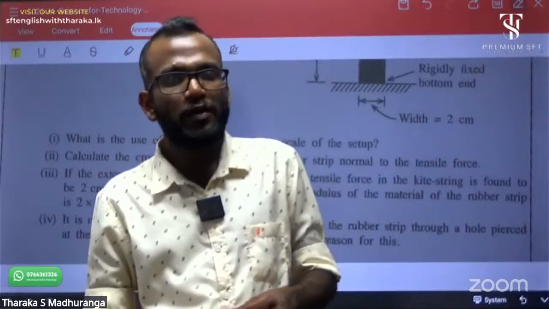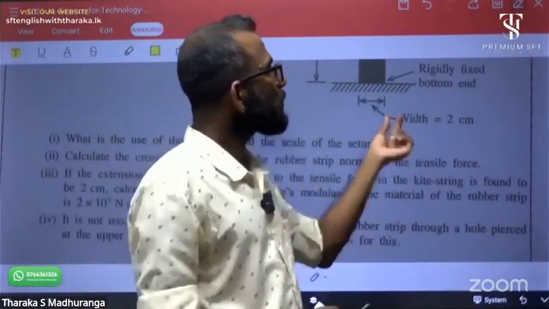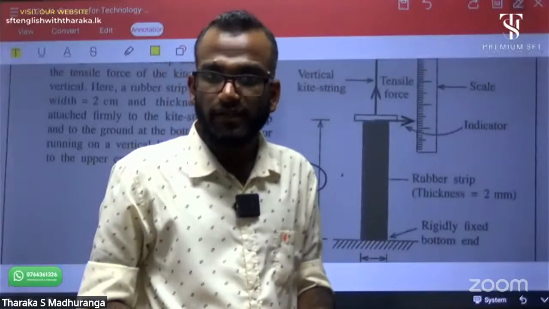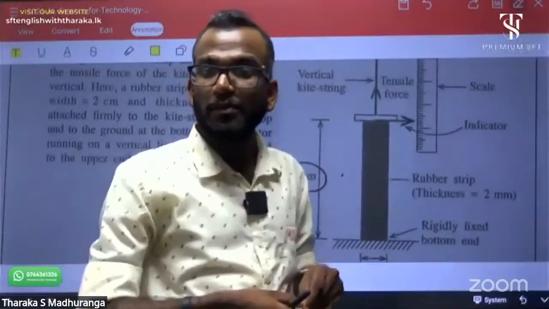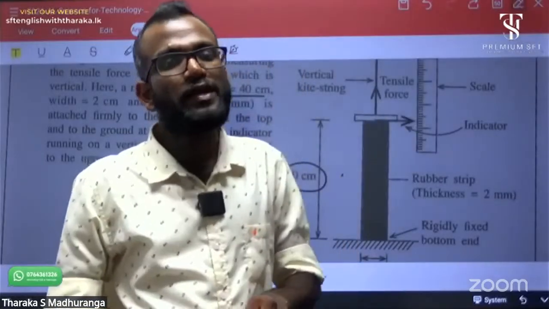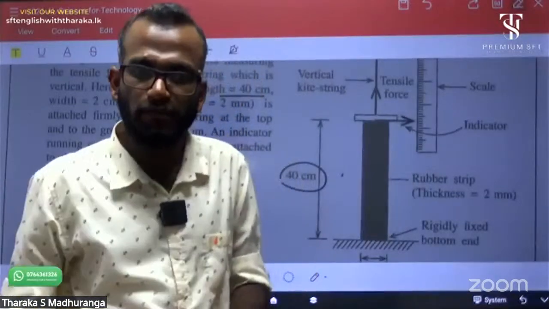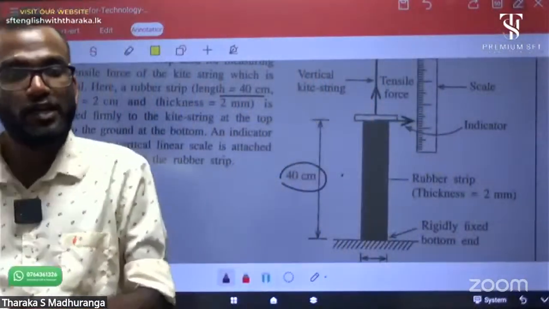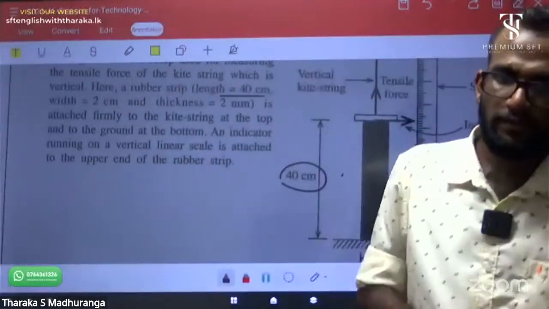Yeah, then you have to explain. If we do not use an indicator, an arrow like this, what happens? It causes measurement errors. Without this arrow we can take the reading approximately, but we can't measure accurately. To get accurate extension measurements, that's a perfect answer. We can ensure the accuracy by this indicator.